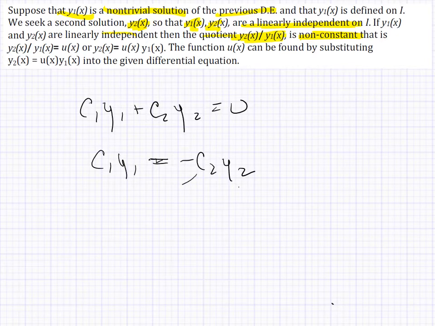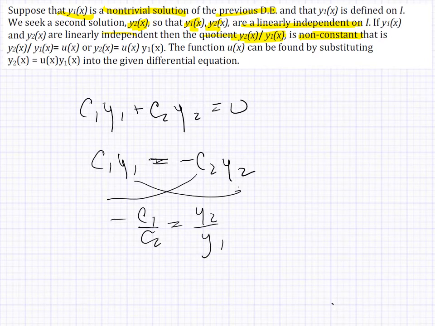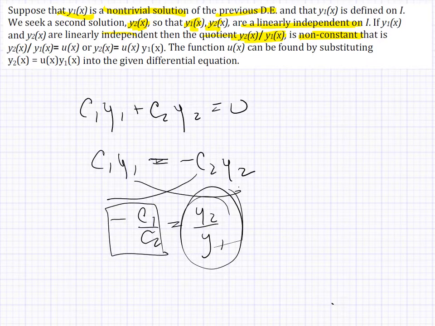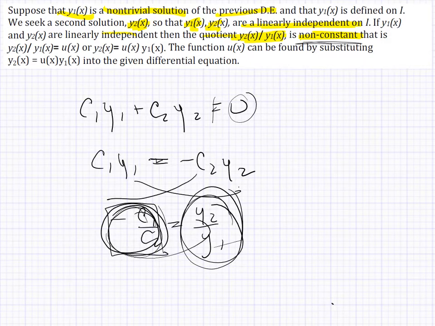I could also divide this to here and divide this to here, so I could say negative c1 over c2 equals y2 over y1. Again, this is if they're linearly dependent. So you see, if I was to divide these two functions, it would be equal to this constant. Okay, that's if they're linearly dependent. But if the quotient is non-constant, then that tells me that this was not equal to 0, and therefore these are linearly independent functions.